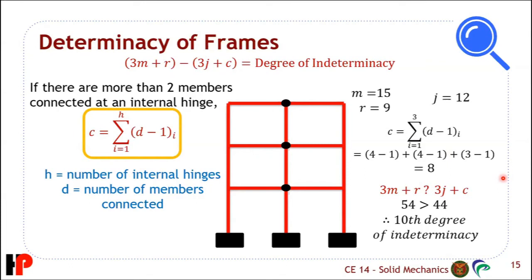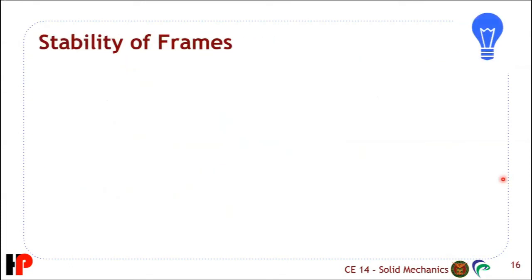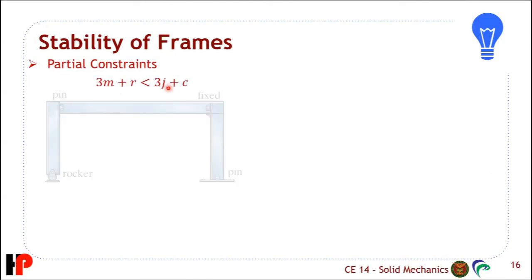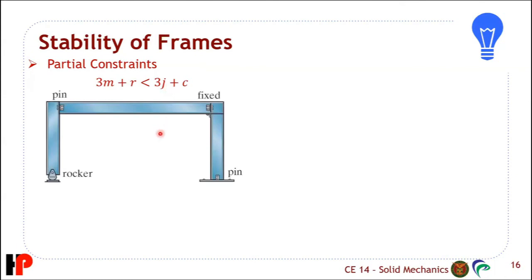Okay? So, next is stability of frames. So again, the stability of frames is just like the stability of beams. The instability is either caused by partial or improper constraints. Kasi partial constraints happen if your number of forces is less than the number of equations. So for example, this one. So this one is pin, rocker, fixed pin.